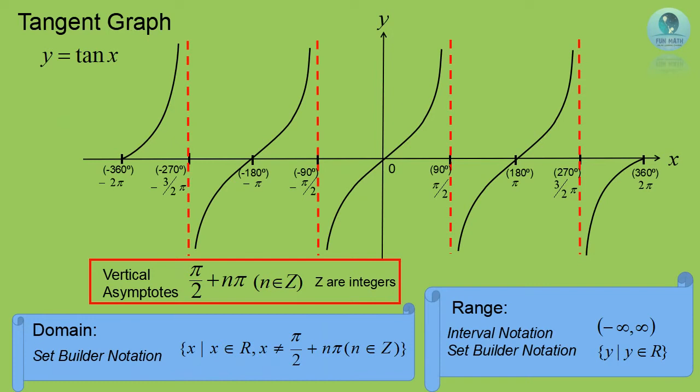This is a tangent graph. Notice it has repeated vertical asymptotes at pi divided by 2 plus n pi.